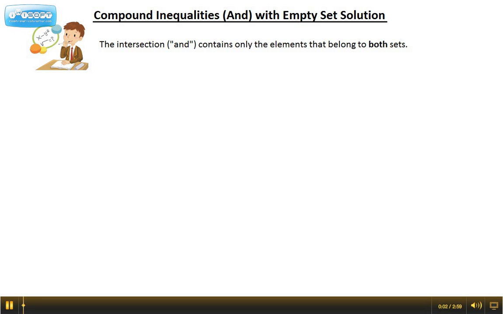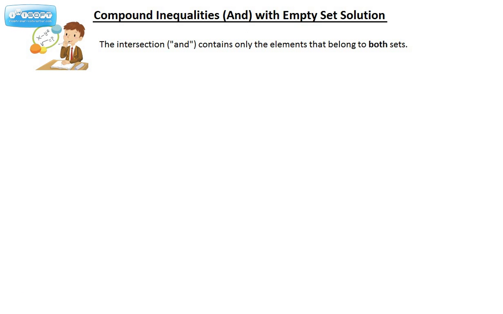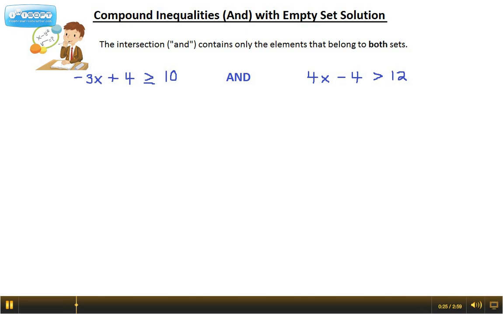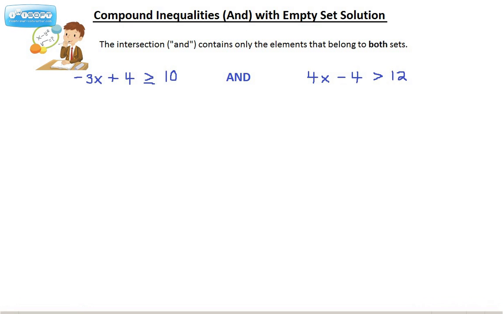Here I'm going to be doing an example of a compound inequality using the word and, which results with an empty set solution. First, let's write a compound inequality. Here is our example. Negative 3x plus 4 is greater than or equal to 10, and 4x minus 4 is greater than 12. Now we're ready to solve.